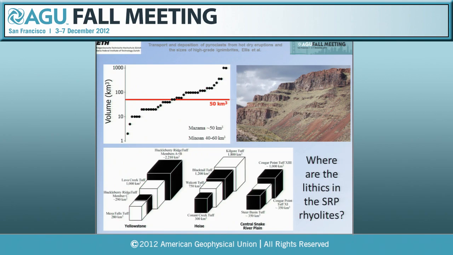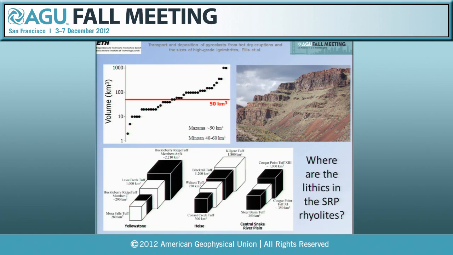So, why is that significant? Big eruptions happen quite frequently. In the case of the Snake River Plain, this is what I've heard referred to as a Caltech plot, something against nothing. Here we've just stacked up the volumes of the ignimbrites as we know them. This red line is what I've put in as 50 cubic kilometers of explosive volume.